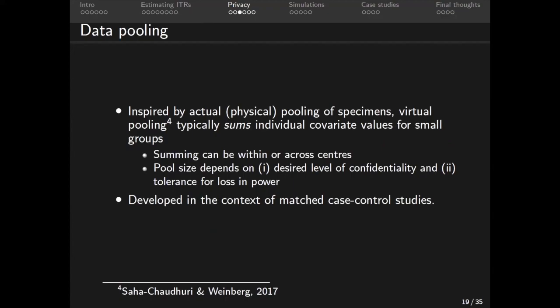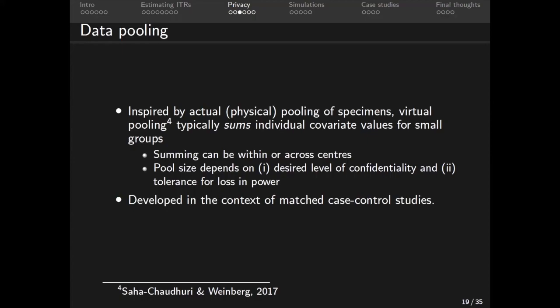Data pooling is something that was inspired by actual physical pooling of specimens. It's done in milk. So lots of farms put their milk in one big truck, I guess. They test the truck. If there's no contamination, super. They don't need to go and test for each individual farm. Okay. Same thing has been done. I think it actually started with syphilis testing in the American Army, but I can't remember the exact years on that.